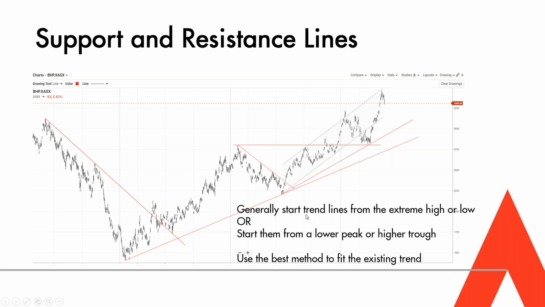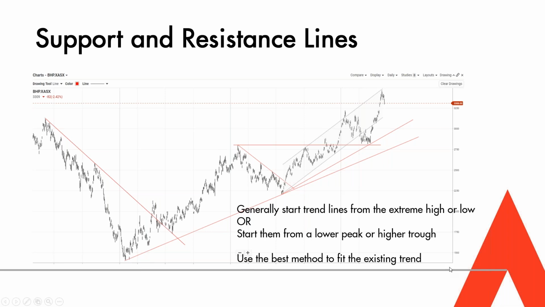So in terms of drawing trend lines, we generally start trend lines from the extreme high or lowest point. So if it's a rising trend line, we start the trend line from the lowest point of the trough low that we are trying to connect. You can also start them from a lower peak or a higher trough. So occasionally, wherever possible, we would draw a trend line from the lowest trough low, the very beginning of the uptrend. Sometimes you'll find that starting a trend line from a higher trough will give you a better fit, and you'll actually get a better fitting trend line connecting more troughs.